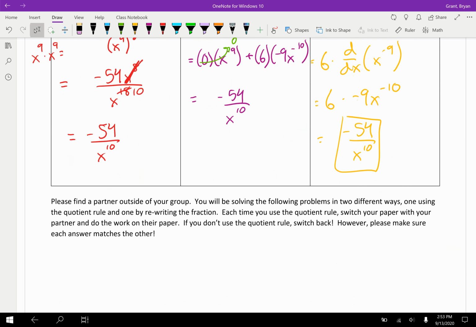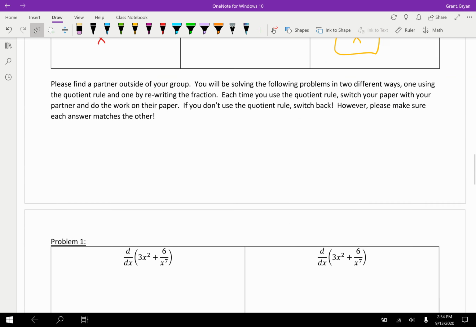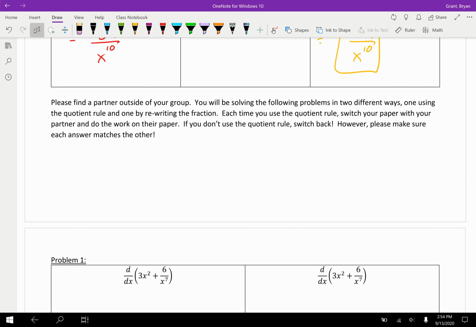This next part is designed for partners, but this is the year of COVID, so you're not actually allowed to switch papers. So you're really going to be working on your own. You can hold up your paper and share with your partner if you want, but let's make sure we understand the rules. They are asking you to do the problem twice. The first time they want you to do it using the quotient rule, and the second one, if possible, they want you to do by rewriting the fraction.